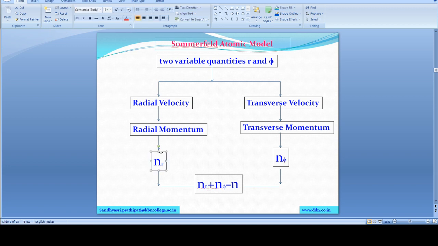What is n r? Radial quantum number. What is n phi? Transverse quantum number or azimuthal quantum number. The sum of these two quantum numbers, Sommerfeld quantum numbers, is equal to n, which is nothing but the principal quantum number in Bohr's atomic model.